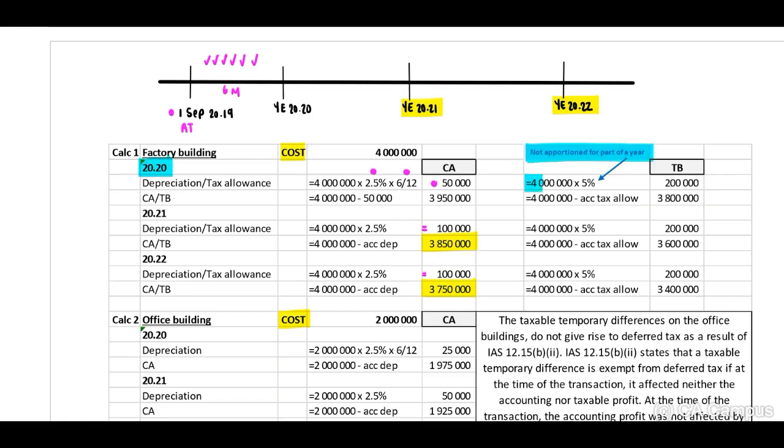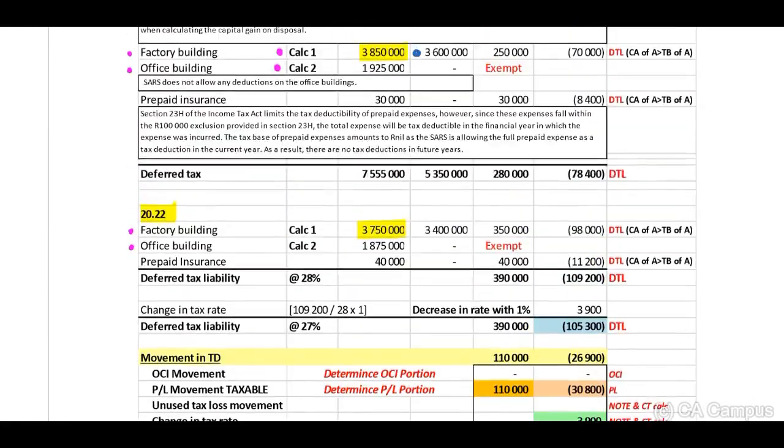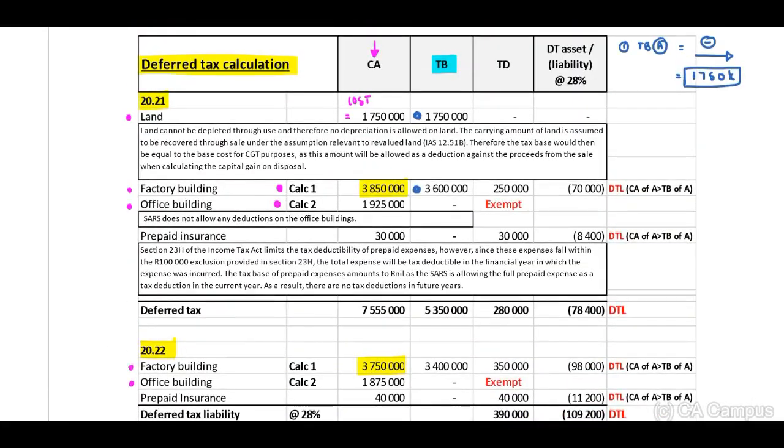Do you see? 4 million times 5%, and this is 200,000. Therefore, our carrying amount in terms of our tax base for 2021 will be 3.6 and 3.4. We need to transfer this to our deferred tax calculation, 3.6 and 3.4. Next, our office building.